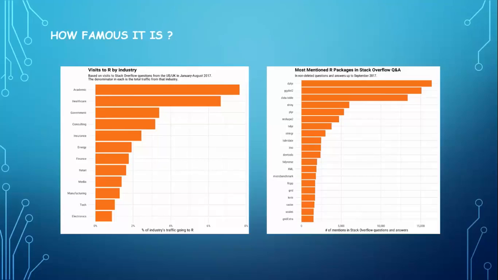And on the right side, you can check the most mentioned R packages. If you are familiar with R, you know these are R packages, dplyr, ggplot2. These are all R packages which are developed by the community and available in your R system to process those regression and statistical calculations for the advanced models we build.